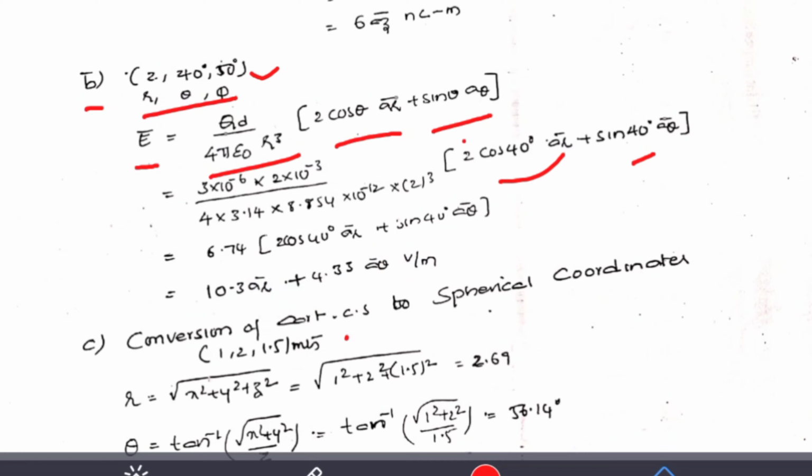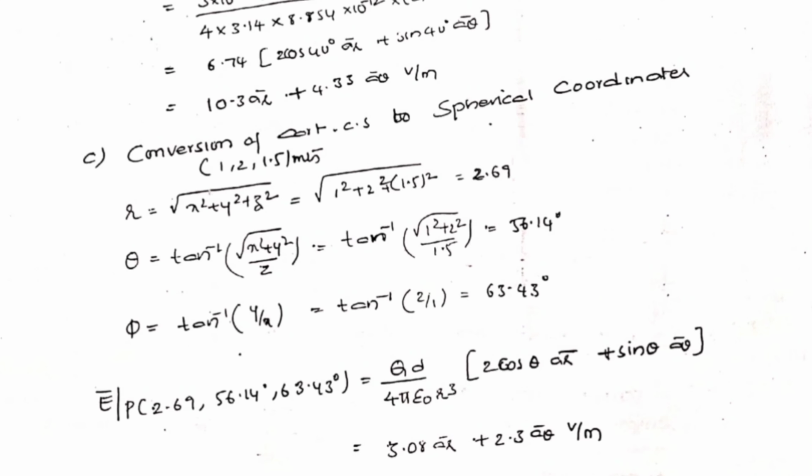Similarly, conversion of a Cartesian coordinate system to a spherical coordinate system. How to convert? The point (1, 2, 1.5) meters is given. There is a relation between the spherical and Cartesian coordinate systems. The coordinates for spherical coordinates are r, theta, phi, whereas x, y, z are the Cartesian coordinates. Now we can convert Cartesian to spherical coordinates by using these formulas.